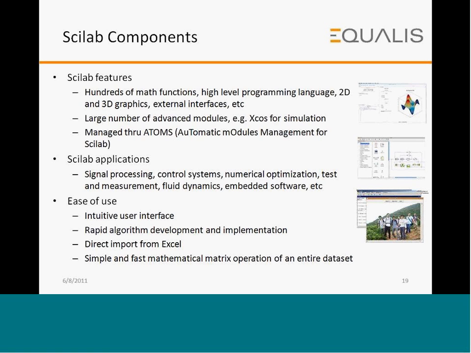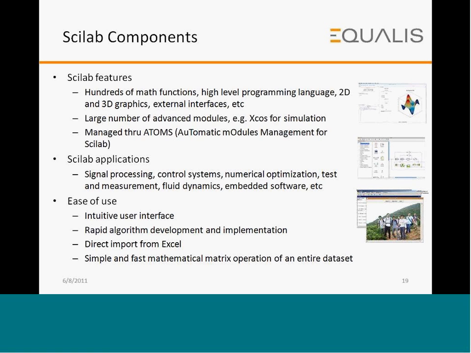What are the key components of Scilab? At a very high level, Scilab has hundreds of math functions. It's a high-level programming language. You can use it for 2D and 3D graphics, and it can interface with other devices. A lot of advanced modules, for example Xcos for simulation. And the installation of these modules is handled through ATOMS, which is the automatic module manager for Scilab.